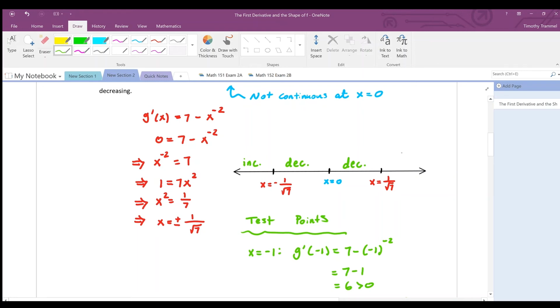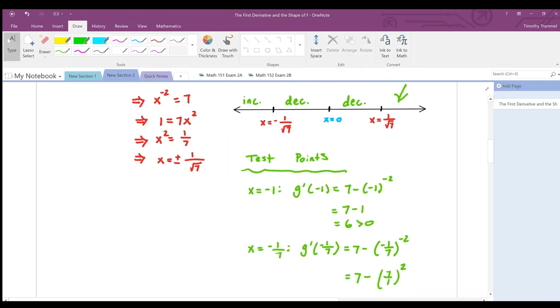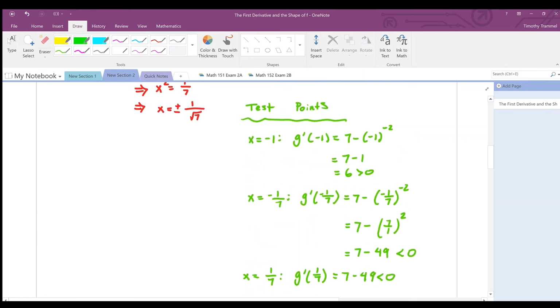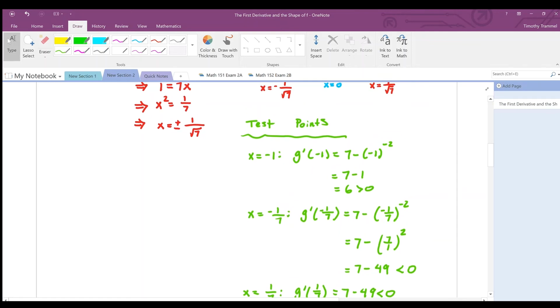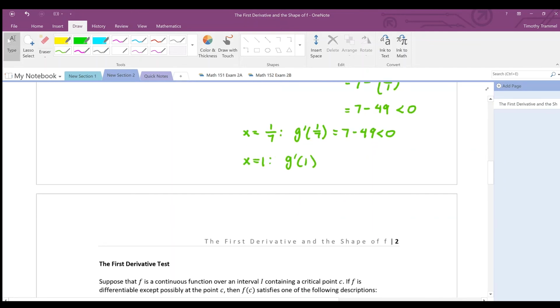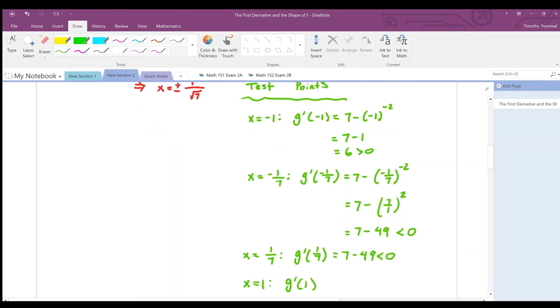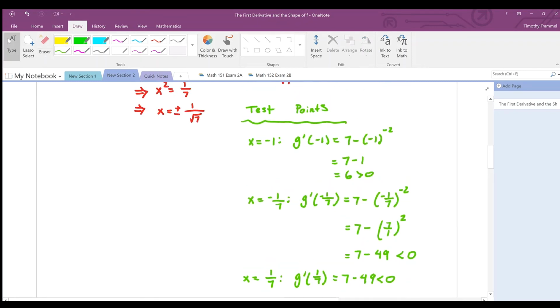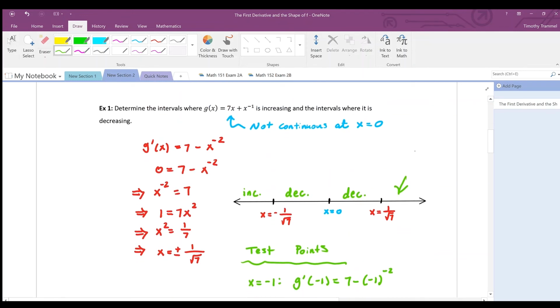And then let's test out this last one. So let's try and plug in maybe 1. So we have x equals 1, g prime of 1. Well, that should be equal to the same thing as g prime of -1 because we're going to square the 1. So this just winds up being 6, and you can test that out, which is greater than 0. And so this function is increasing on this interval.